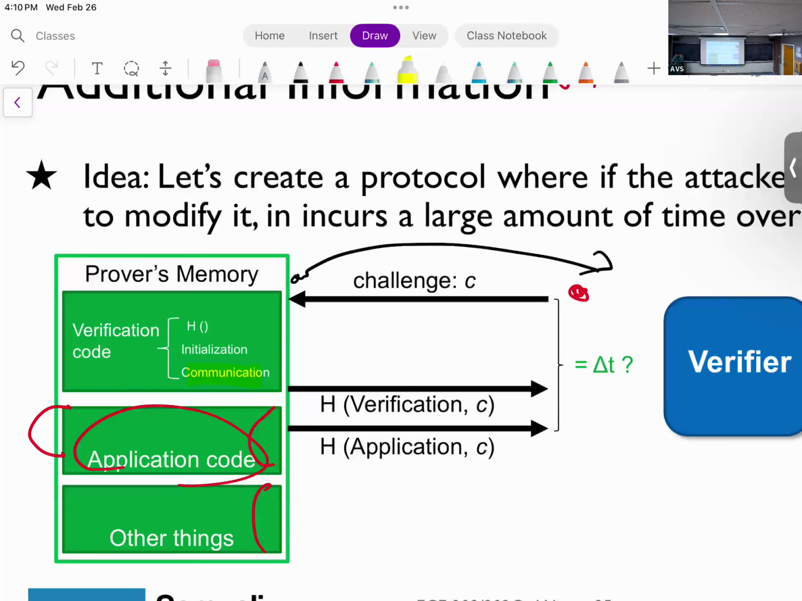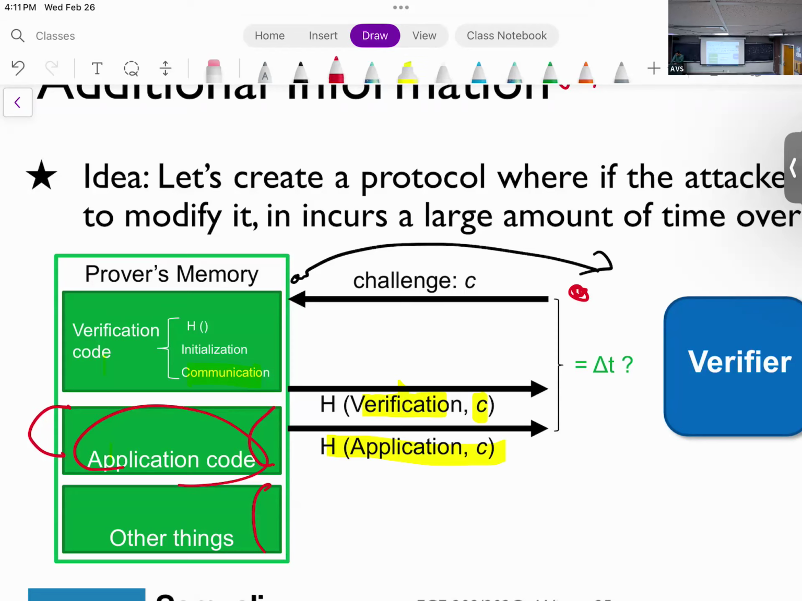At this point, we're going to send the hash of the verification code and the C. So essentially, C allows us to eliminate the replay attacks. And then at this time, the verification code can also hash the application code and send that as well. We can send these together or as two separate messages.